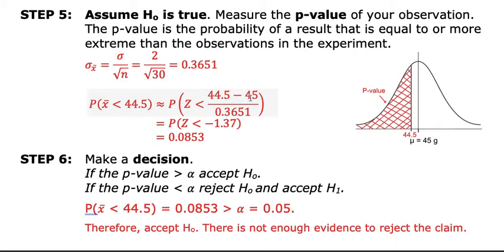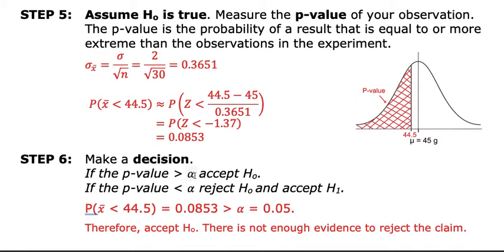44.5 minus 45, so the deviation is negative 0.5, divided by the standard deviation of the sample means, because we're using the sampling distribution, is negative 1.37. Use a z-score table to determine that that p-value, that observation or more extreme, happens 8.53% of the time. So, that being said, this is the decision rule, how it's decided.